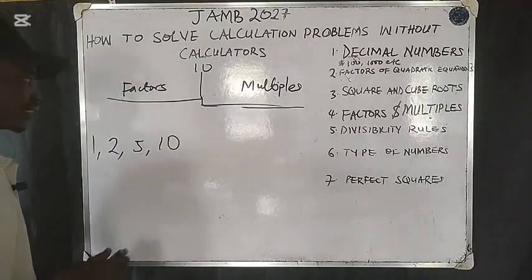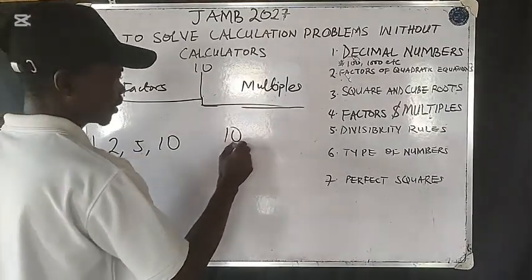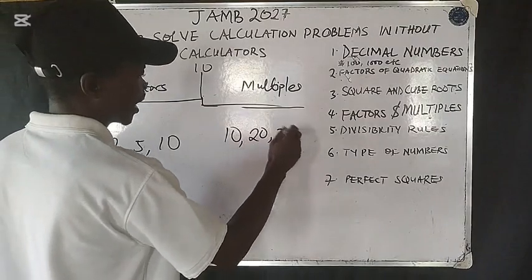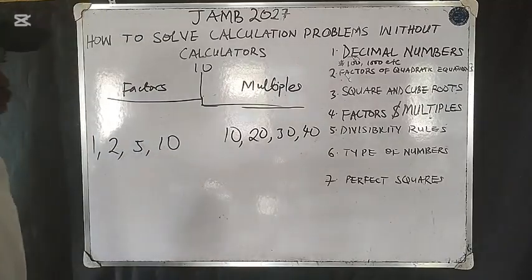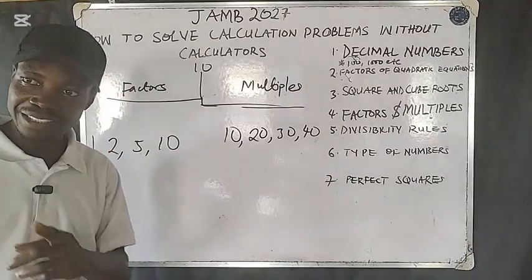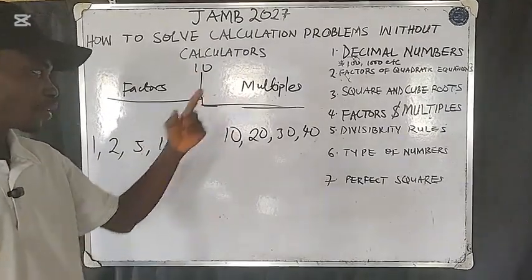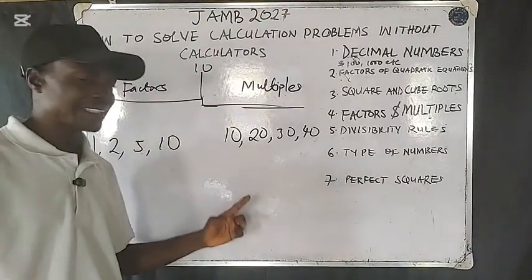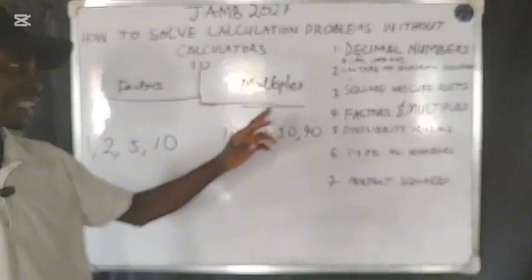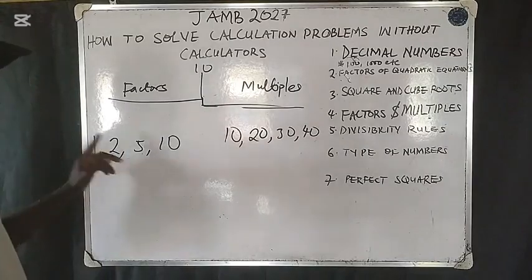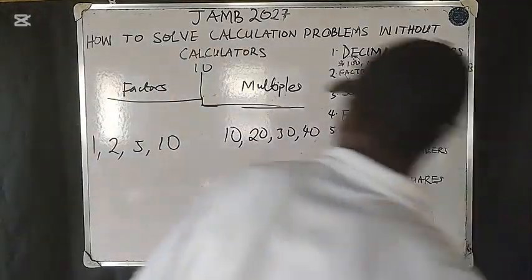But multiples of 10 are the numbers that 10 can go into. Am I right? 10 can go into 10. Then the next one is 20. The next one is 30. The next one is 40. With this, we can differentiate between factors and multiples. So factors of 10 are numbers that can go into 10, while multiples of 10 are numbers that 10 can go into. The multiples start from 10 and above, while factors start from 1 till 10. I think we are done with factors and multiples.